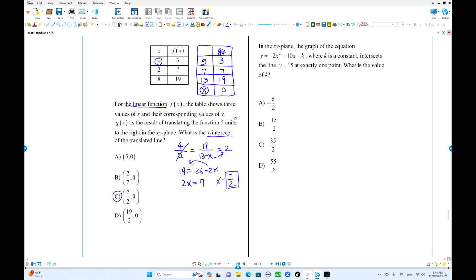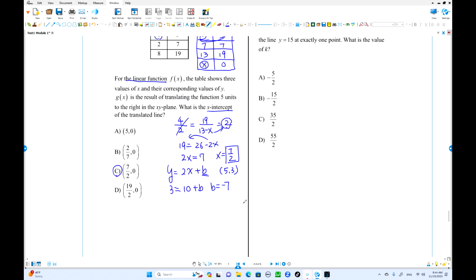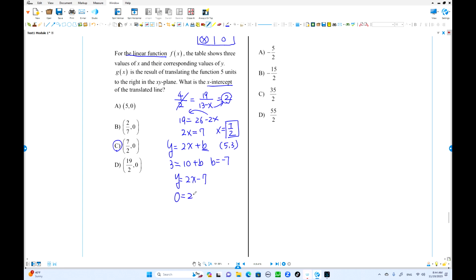Or you can find the equation of this line. Slope is 2 already. So you can use y equals 2x plus b. After that, find out the y-intercept using any numbers. When x is 5, y equals 3, okay? When x is 5, it's 10 plus b. So b equals how much? Negative 7, isn't it? The equation is now y equals 2x minus 7. Okay? From here, to find the x-intercept, y is 0, okay? y equals 0. 2x minus 7. From here, 2x equals 7 and x equals 7 over 2.